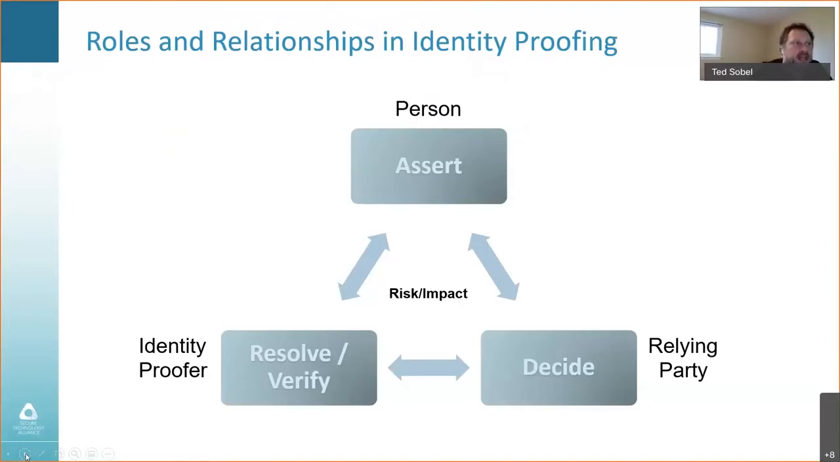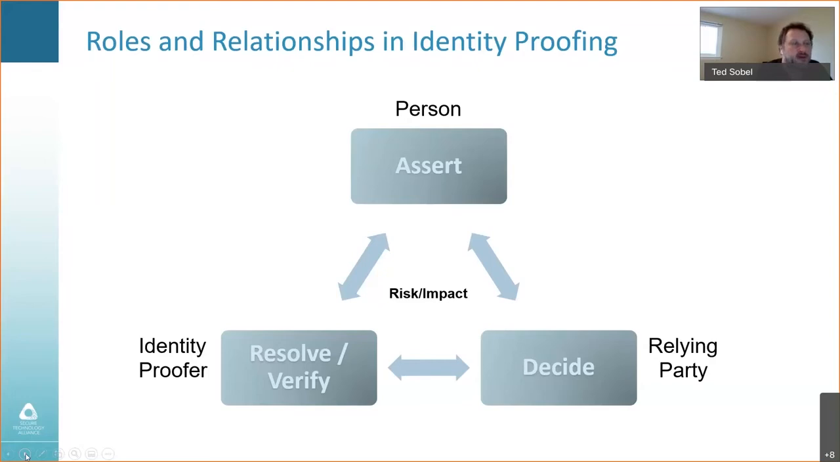This figure is a representation of the interdependencies among the person, the identity proofer, and the relying party. At the center of these relationships is an assessment of risk and impact. Basically, what are the consequences of error or fraud? And what is it worth to me as a relying party to minimize the chance of that happening?